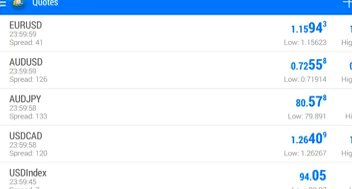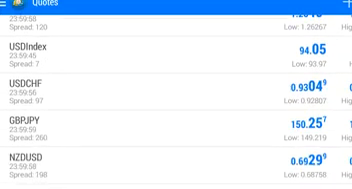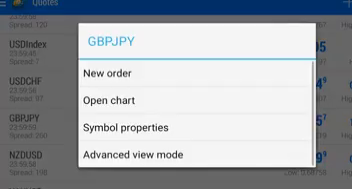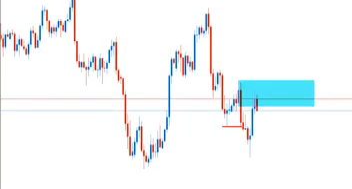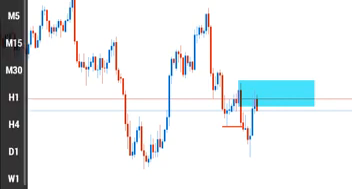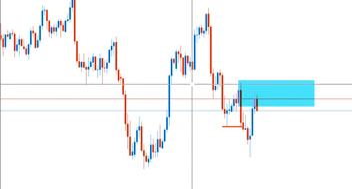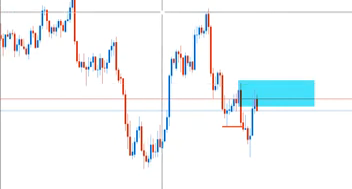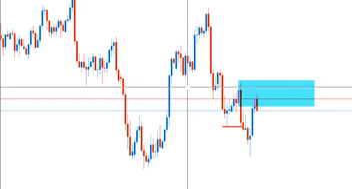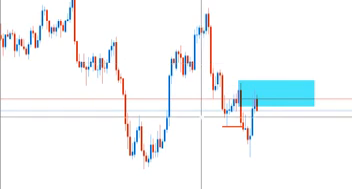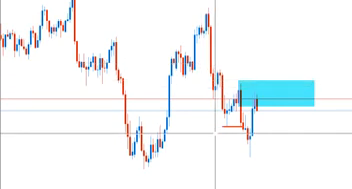Now let's go ahead. Look at GBPJPY. The 4-hour has been very clear. GBPJPY 4-hour, price created a high, lower high, lower low, lower high, lower low, lower high, lower low.